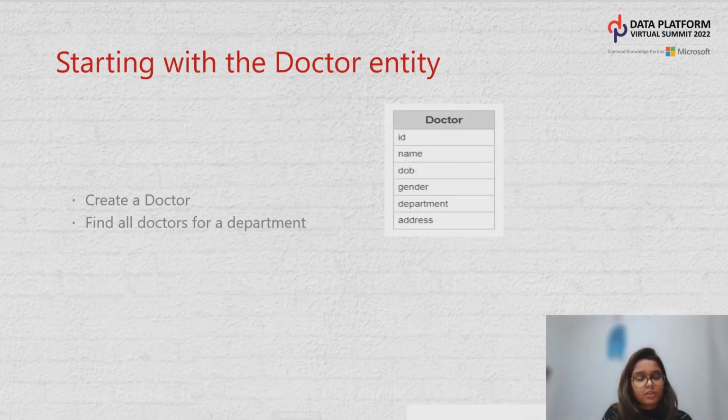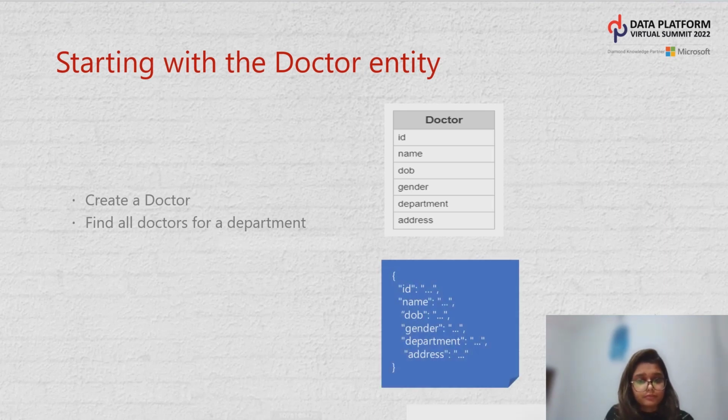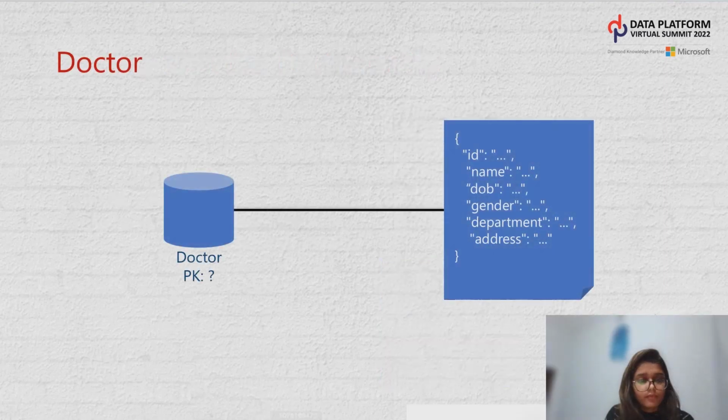Let's start with the doctor entity. For doctor, what are the operations that we want to perform? We want to create a doctor, sometimes edit a doctor, and we want to find all doctors for a particular department. So doctor has an ID, a name, date of birth, gender, department, and address. To start with, we will just transform this entity into a JSON document. Now, since the operations are fairly simple, this entity should suffice.